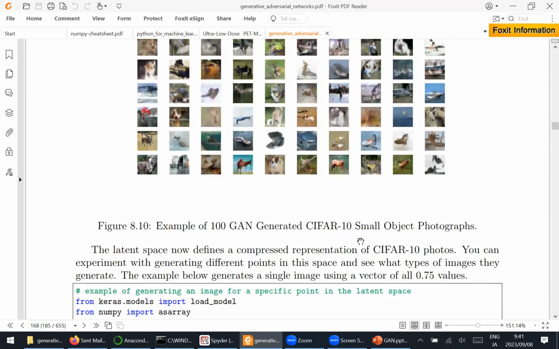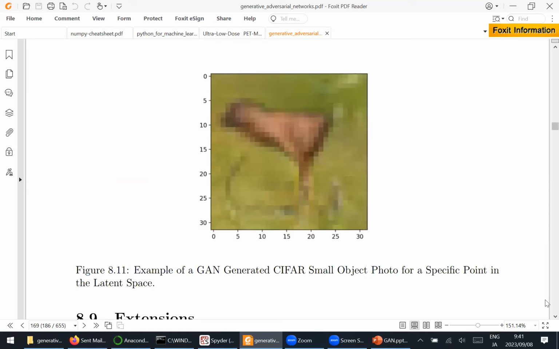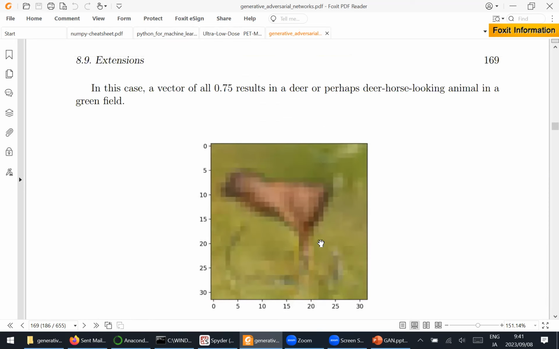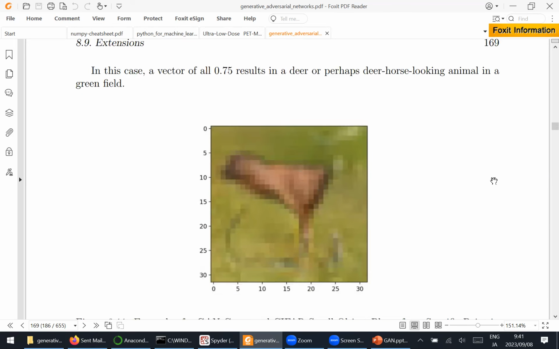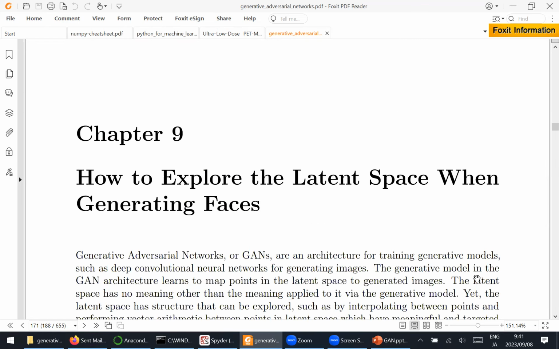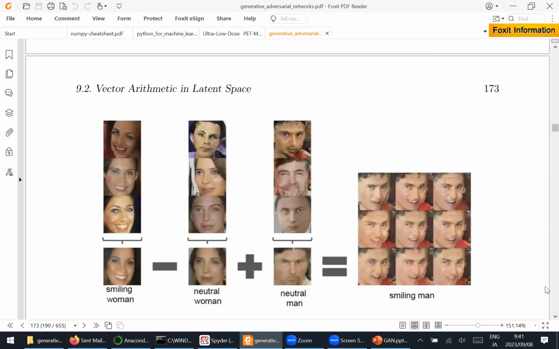What's this? These are more CIFAR images. So he input a single vector and generated them. Okay. So then we can do the same thing with faces, right?